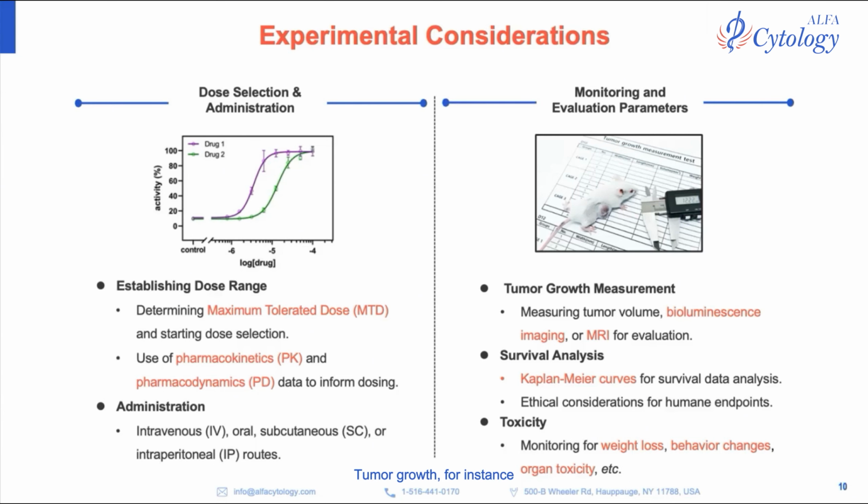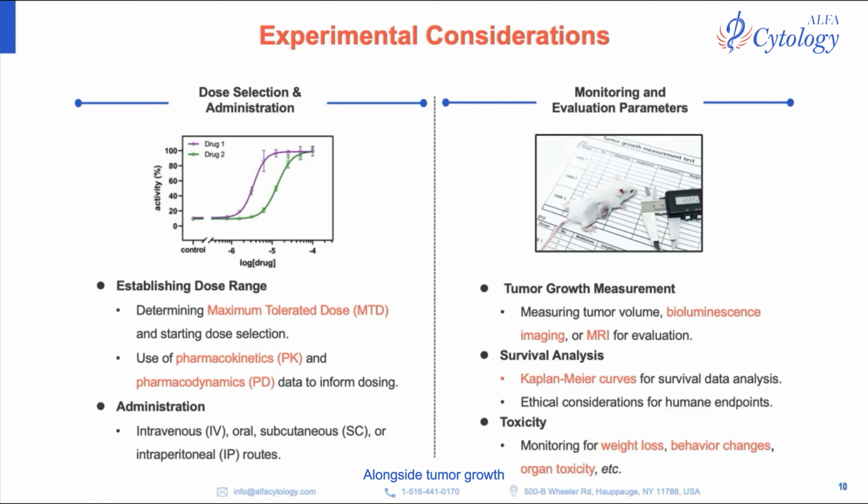Tumor growth, for instance, can be assessed using traditional measurements, but we also employ advanced techniques such as bioluminescent imaging and MRI, both of which allow us to monitor changes non-invasively. These imaging tools offer precise insights into tumor progression and let us observe changes in real time.